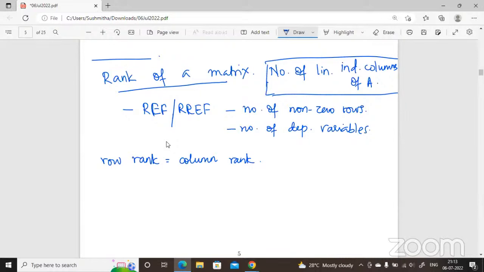We always deal with columns because when I talk about a system of linear equations, the variables correspond to columns, right? So it's nice to talk about columns. Yes, this is also equal to the number of linearly independent rows. For the definition, we chose the columns. That's it.